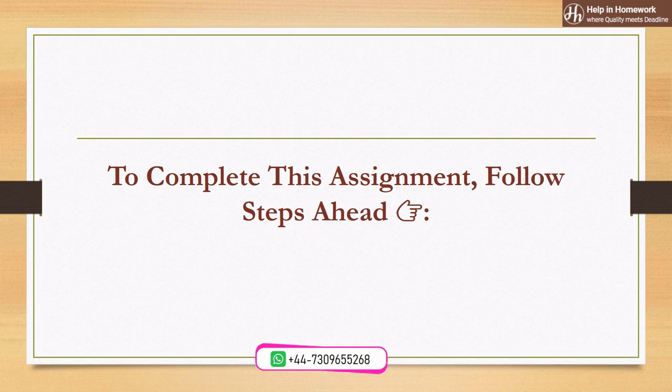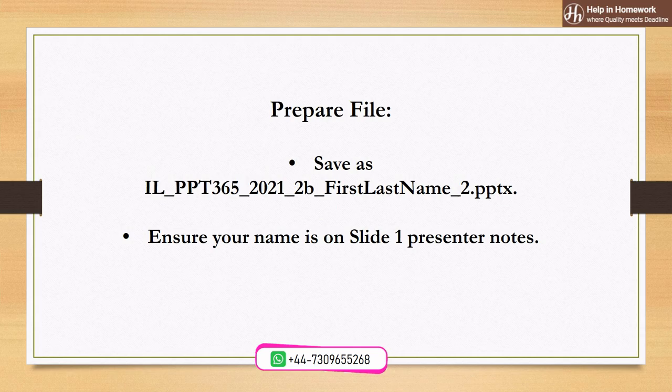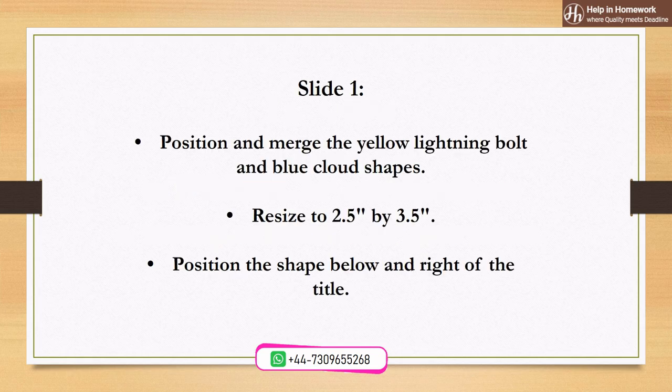Prepare the file. Save as il_ppt365_2021_Module2_SAM_Project1b_FirstLast_2.pptx. Ensure your name is on the slide 1 presenter notes. Slide 1: position and merge the yellow lightning bolt and blue cloud shapes. Resize to 2.5 by 3.5.